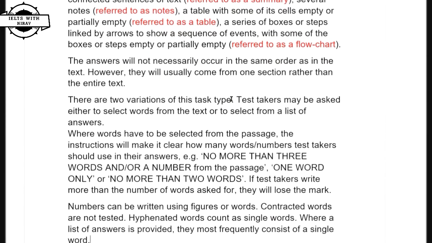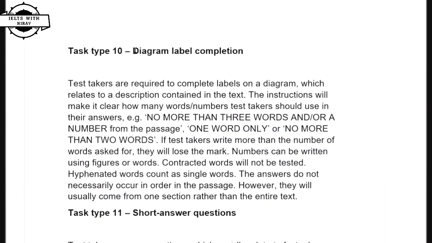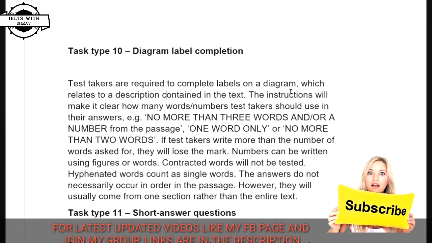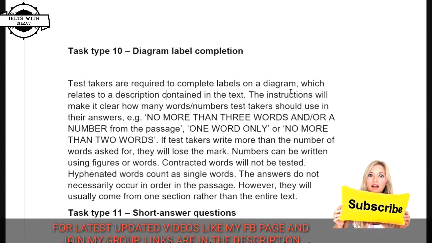So now we are moving to type 10, diagram label completion. Type 10 is where test takers are required to complete labels on a diagram. A diagram like a bridge diagram, you need to describe multiple or several points. You could get a diagram of a machine, you need to describe parts of it and you need to find the answer from your paragraph. In that case you need to read the instruction very carefully.